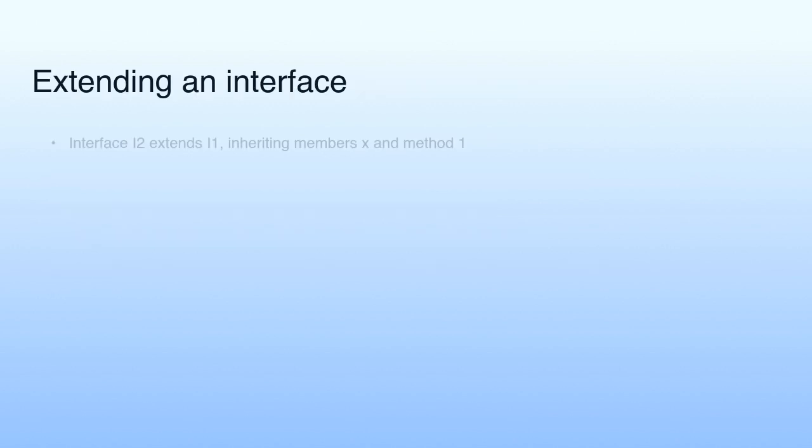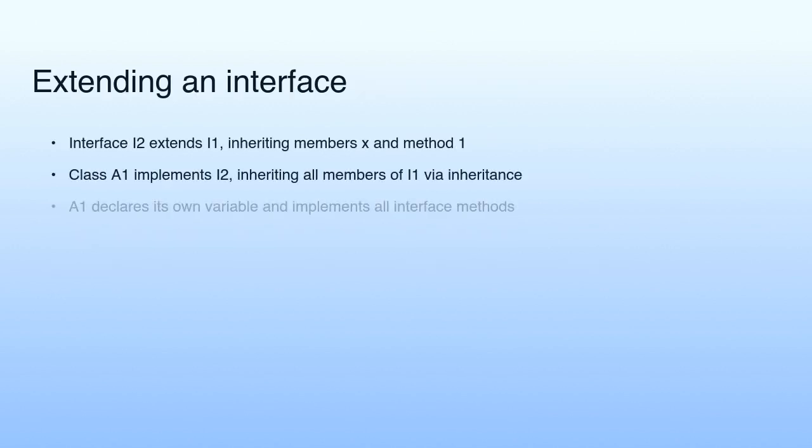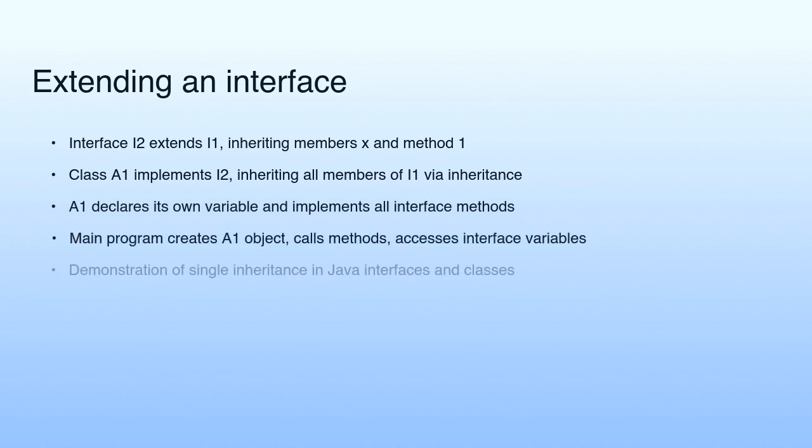One interface can extend another, inheriting its members and methods. For example, interface I2 extends I1, inheriting member X and method 1. A class A1 that implements I2 also inherits all members of I1 through this inheritance. A1 declares its own variable and implements all the inherited interface methods. The main program creates an A1 object, calls its methods, and accesses the interface variables, demonstrating single inheritance in Java interfaces and classes.